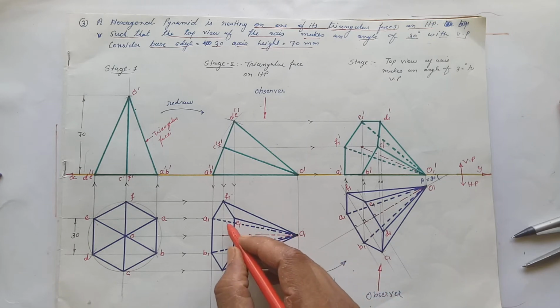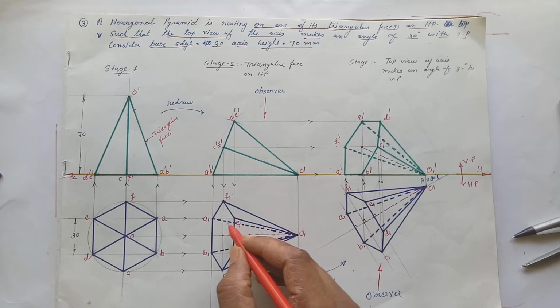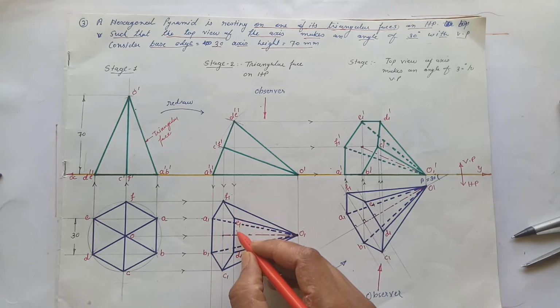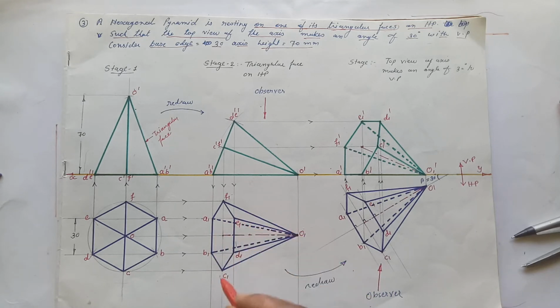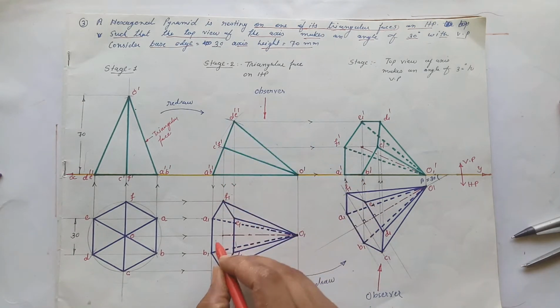Now OA is going to be hidden because the slant edge OA will intersect the visible base edge ED, so it is going to be hidden, and OB is also going to be hidden due to the intersection. Okay, so this is the second step. You can also show the axis.